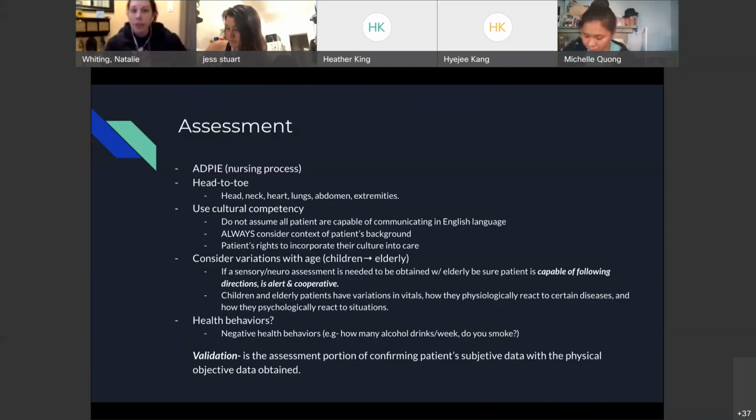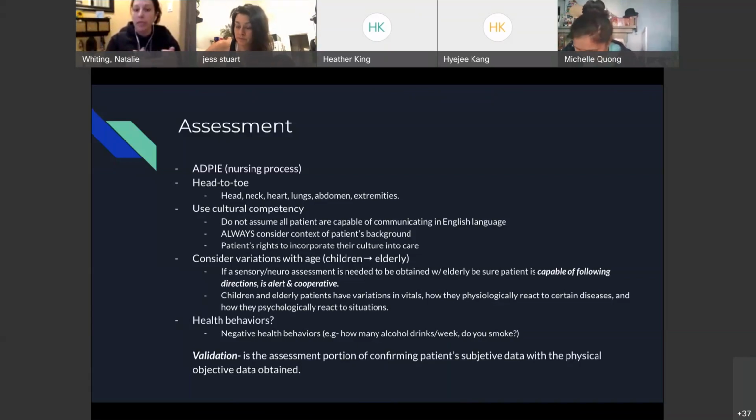You want to consider variations with age. So from the time they're born to the time they die, there's going to be all different variations that we see. We see the most variations with children and elderly, right? So if a sensory or neuro assessment is needed with an elderly patient, we want to be sure that the patient is capable of following directions, is alert, and is cooperative. You want to make sure that that elderly patient is in the right frame of their mental status to be able to do an assessment on them. Otherwise, that might lead us to false conclusions.